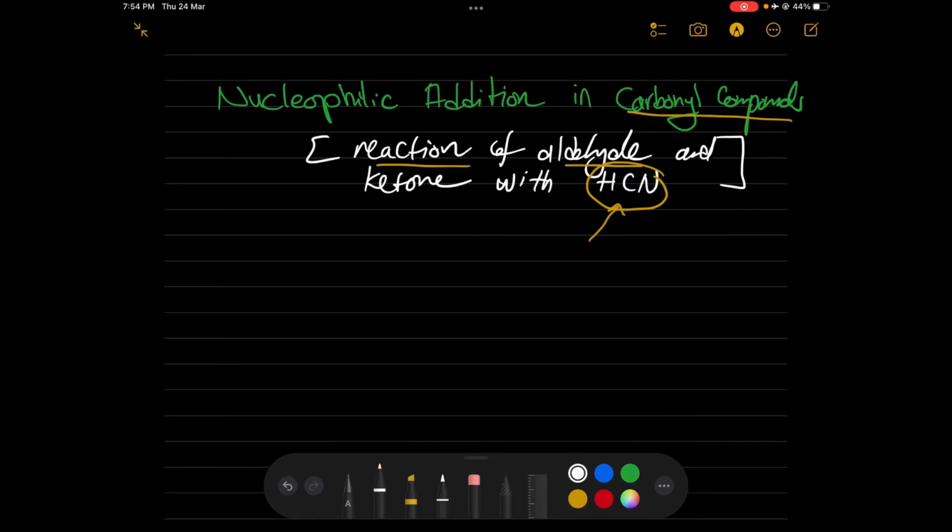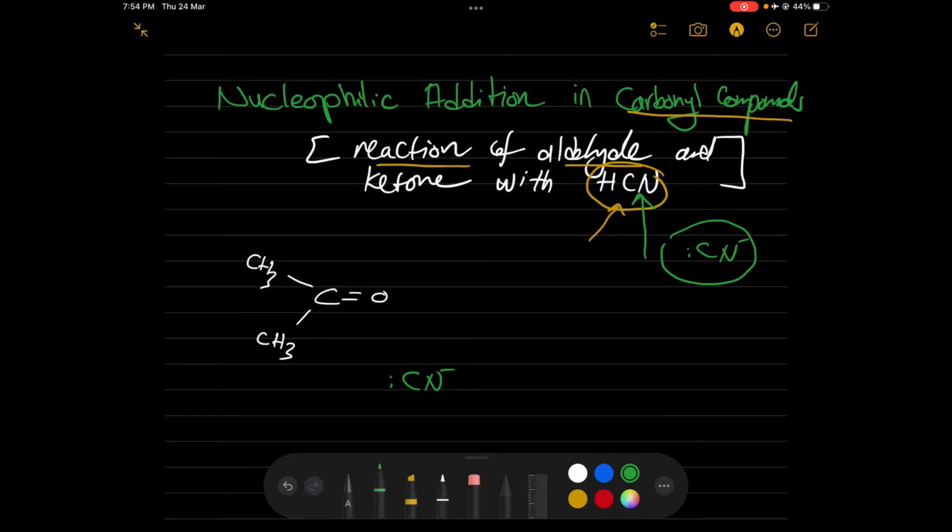Let's start with a beautiful example, which is propanone, C double bond O. Here we have CH3, and here we have CH3. According to what we learned, hydrogen cyanide gives CN negative, and it works as a nucleophile. So this cyanide group will work as a nucleophile, and it will come and attack the carbonyl group.